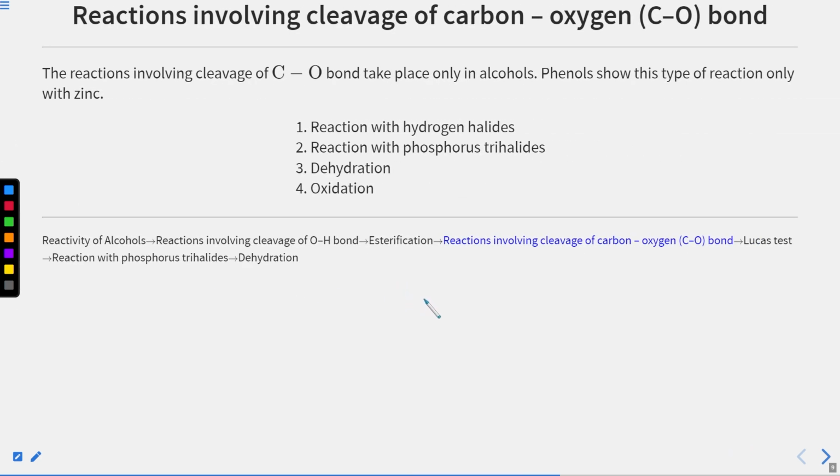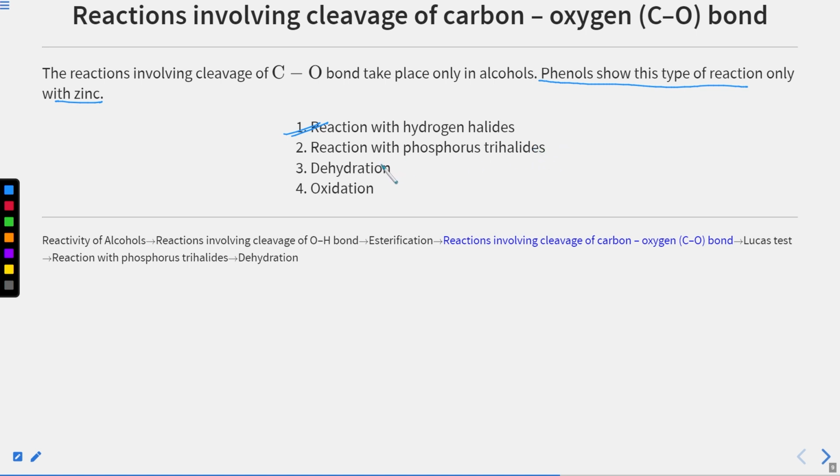Now let us move to the second type of reaction, which involves the cleavage of the C-O bond. Phenol shows this reaction only with zinc. So first is the reaction with hydrogen halide. Second, phenol: we have written about phenol also, but we will not talk about it more. It is basically written that this cleavage of the C-O bond for phenol takes place only if we use zinc.